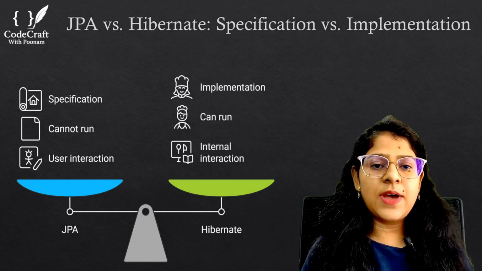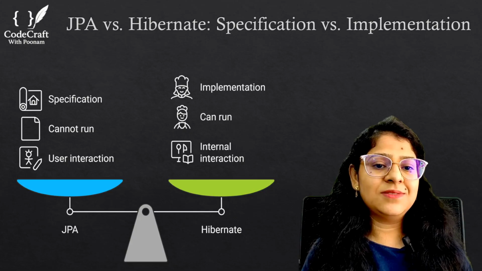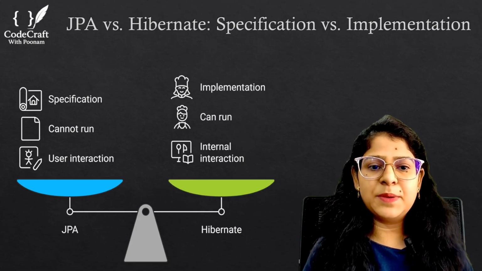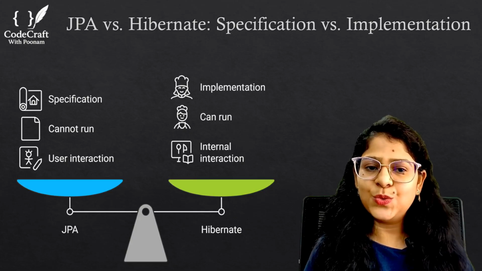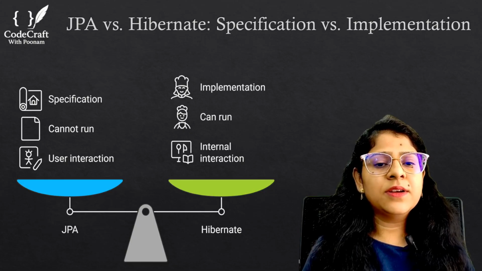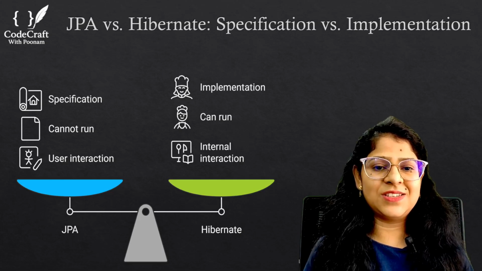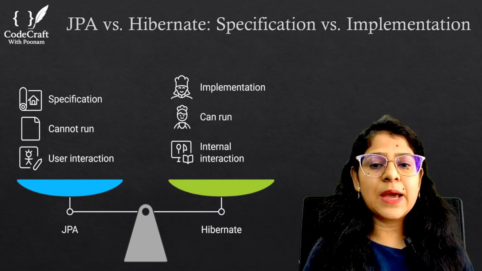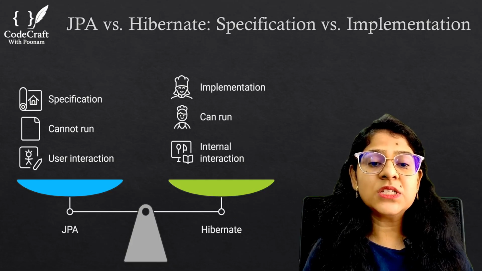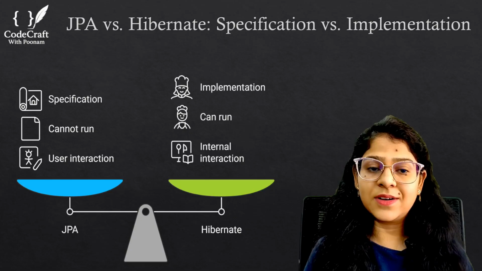As I told you, a specification is nothing but our rule book. Implementation is our actual tool. So here you cannot run JPA. Why? Because it is just an interface. Whereas Hibernate you can run. Why? Because Hibernate does the real work.